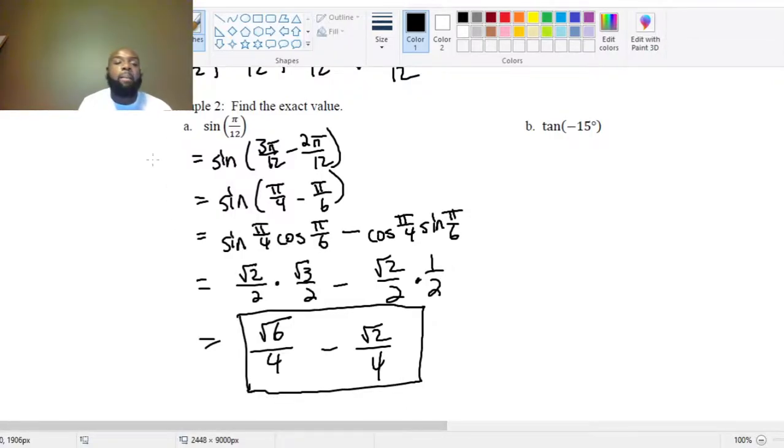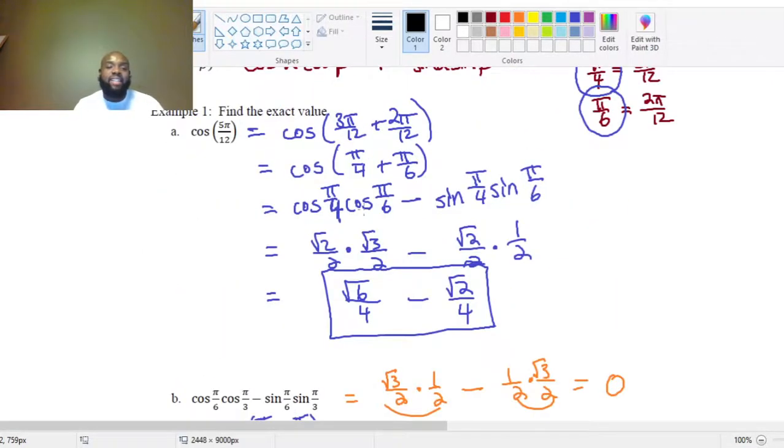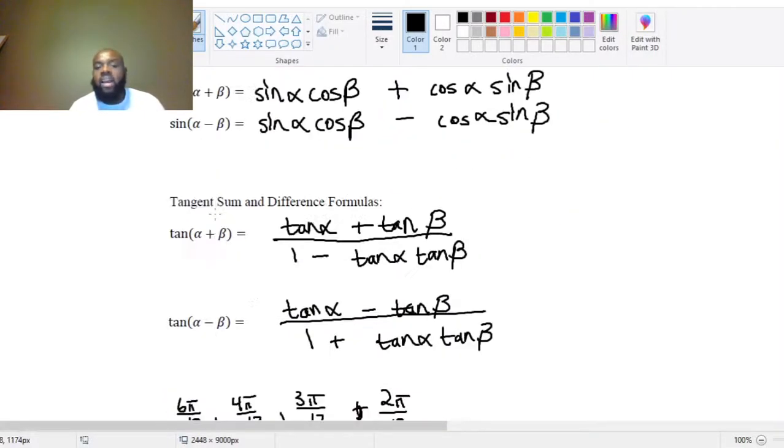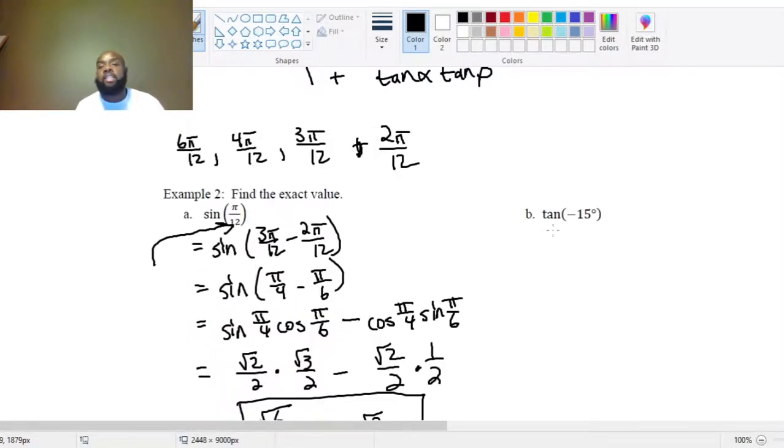Notice here, this denominator was a 12. All right. In the last example, the denominator was a 12. And so usually if your denominator of your trig function is written in radians, so you have pi on the top and 12 in the denominator, your best bet is to use one of your sum or difference formulas. Let's go to this example here, tangent of negative 15 degrees, right?